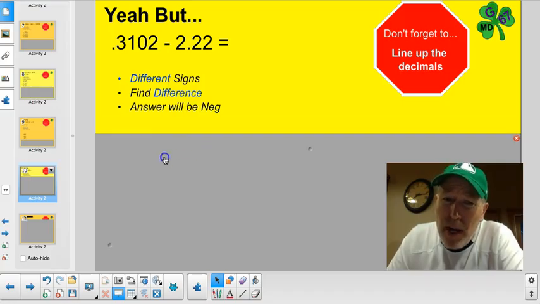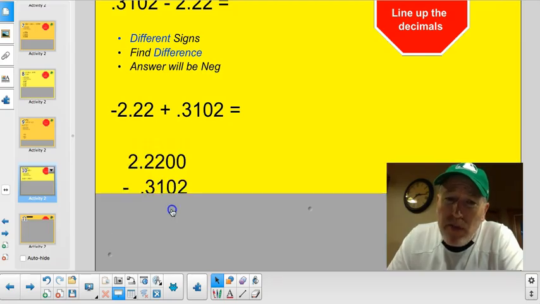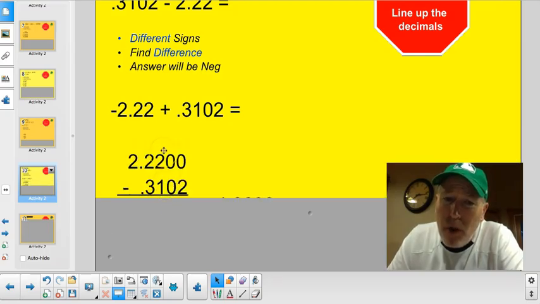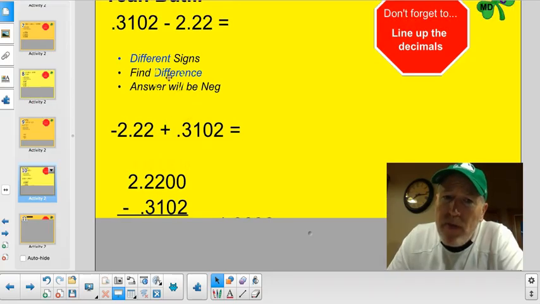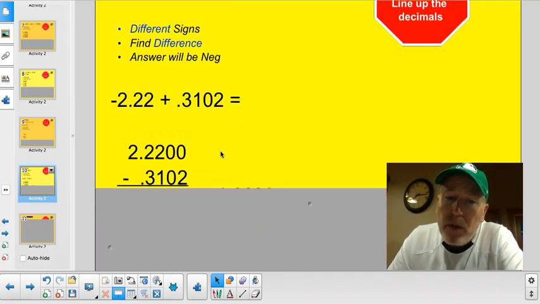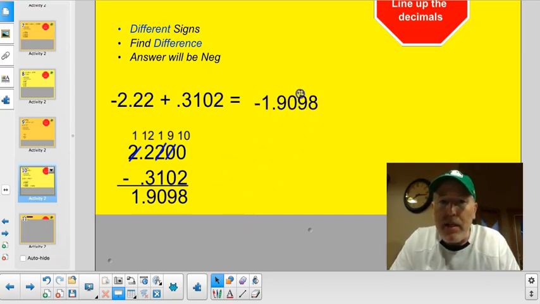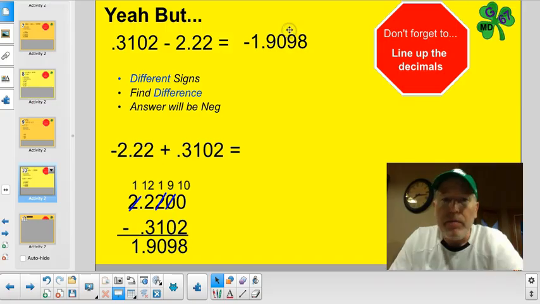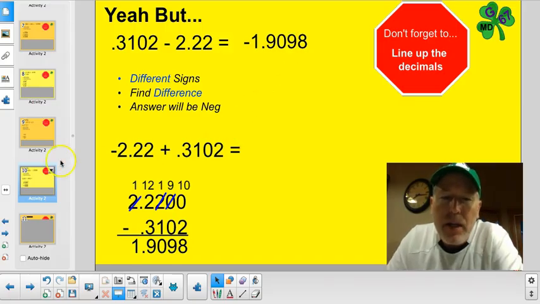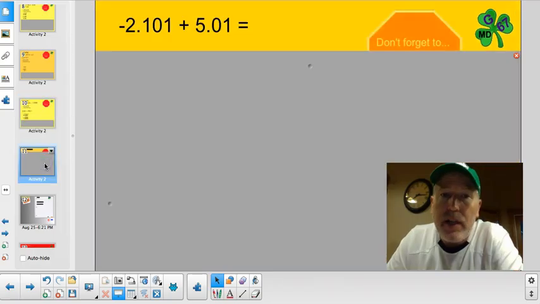Well, when you subtract, you also know that you have to have the larger number up on top. It doesn't work to put this smaller number up there. So I had to rewrite that sentence as minus 2.22, you see it right there, adding 0.3102. Then I can find the difference. I put the bigger number on top and I subtract it out. And here are my trades. I ended up with a negative 1.9098. That is my answer. And I can go all the way up here too, either place. Okay, I'm going to have you try one. Go ahead and give it a shot.